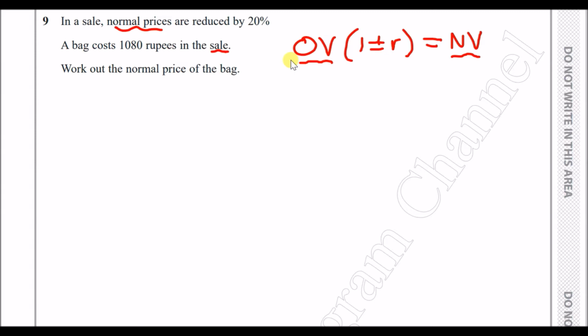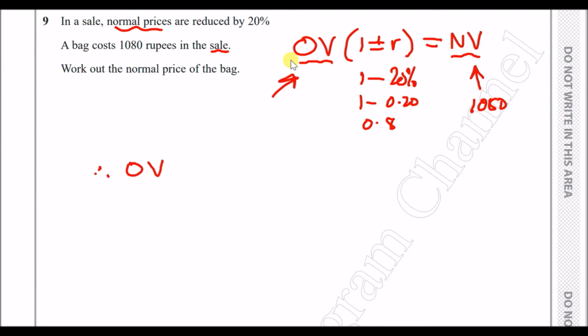Okay, so I'm going to read the rest of the question. Normal prices are reduced by 20%, so this means it's going to be 1 minus the rate, so 1 minus 20%. That's 1 minus 0.20, which is 0.8 or 80%. So that's our new rate. A bag costs 1,080 rupees in the sale. Work out the normal price of the bag. Okay, so we know that the new value was 1,080 rupees. They want us to find the OV. So if I update the formula, we have OV times 0.8 equals 1,080.